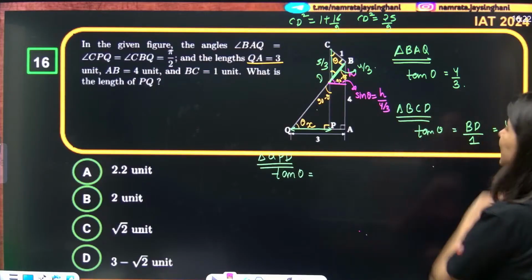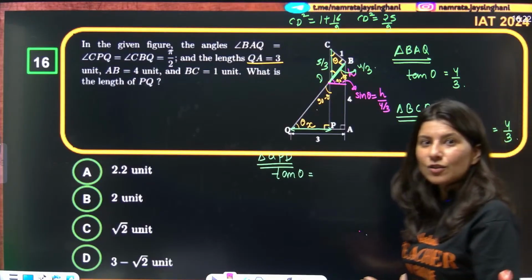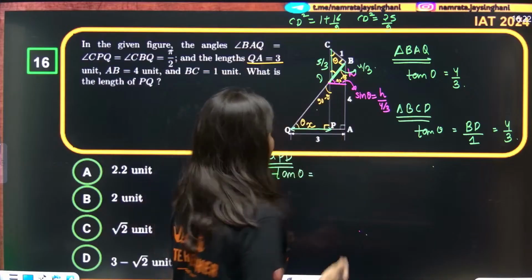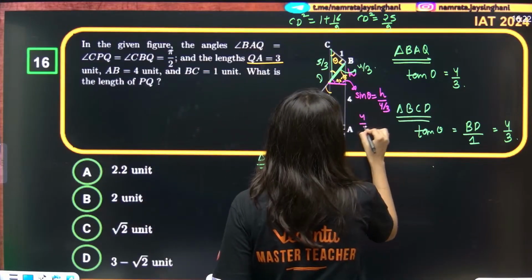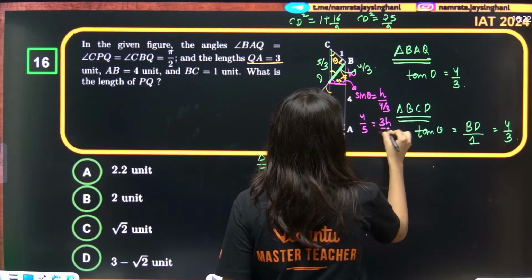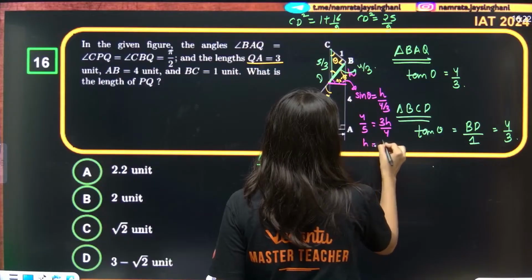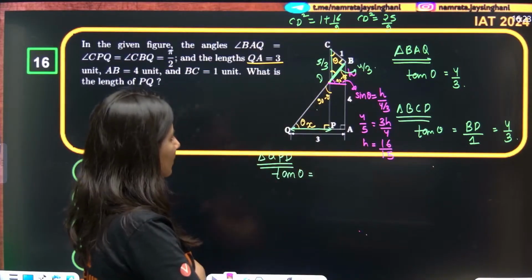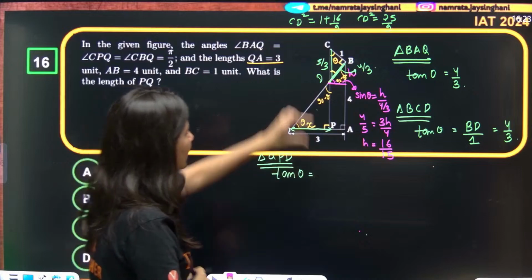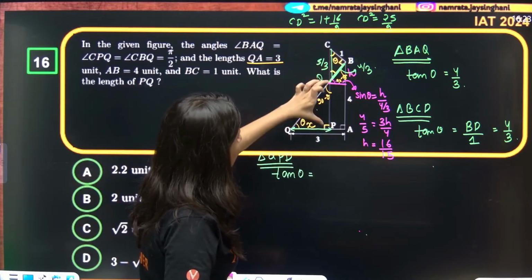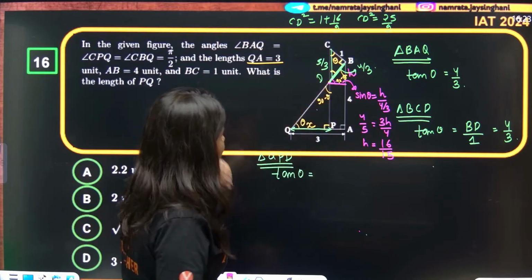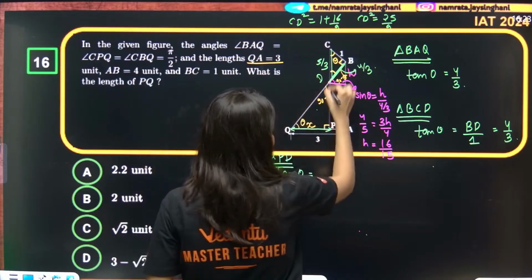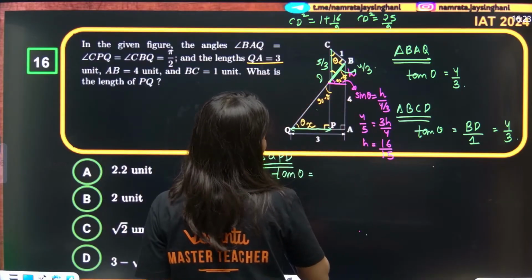So see, tan theta is 4 by 3, correct? So sine theta will be 4 by 5. So value of sine theta is 4 by 5, so 3h by 4. So h is going to be 16 upon 15. H is 16 by 15. This height we know, 16 by 15. So now 4 minus 16 by 15. This height will be 4 minus 16 by 15. Correct or not?